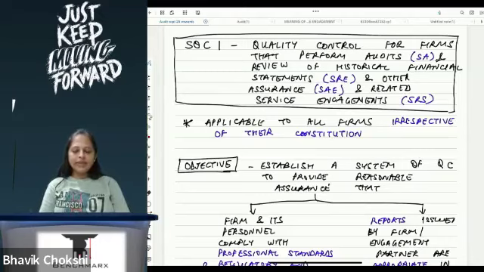With a different pen, in brackets we will write SRE, again with the normal pen, and other assurance, in brackets with a different pen SAE, normal pen, and related service engagements, in brackets SRS.